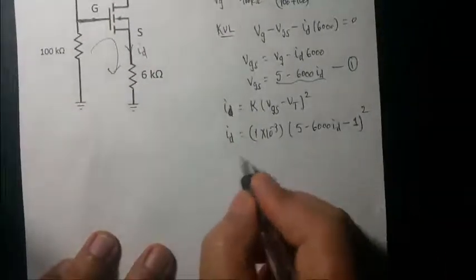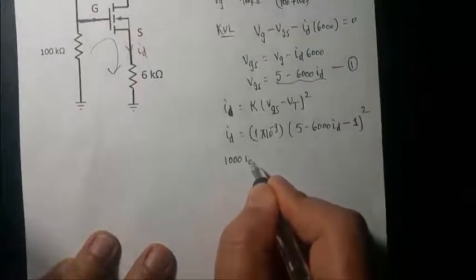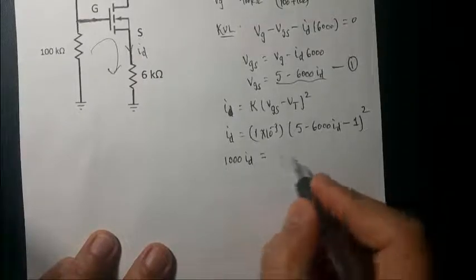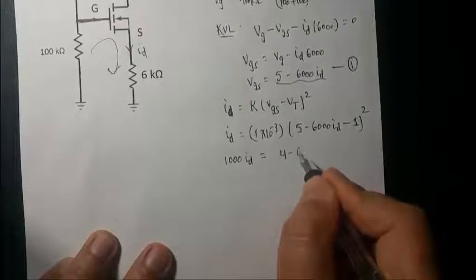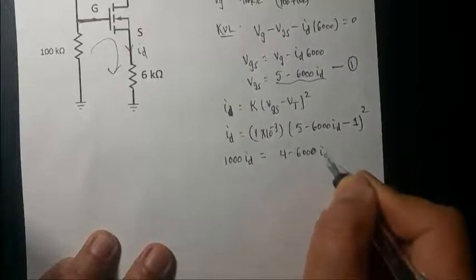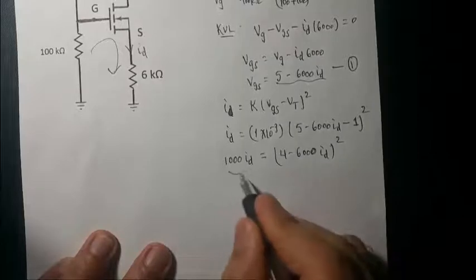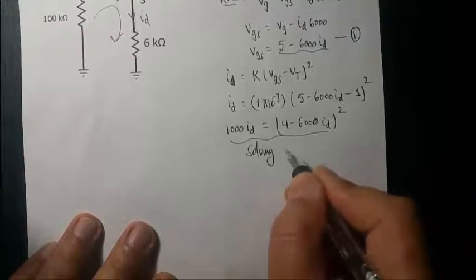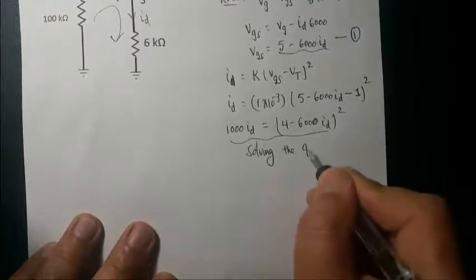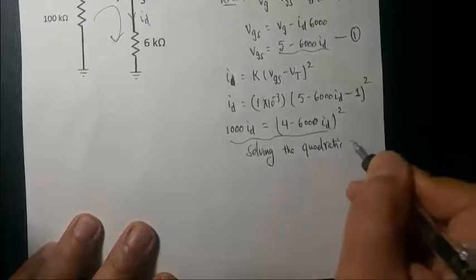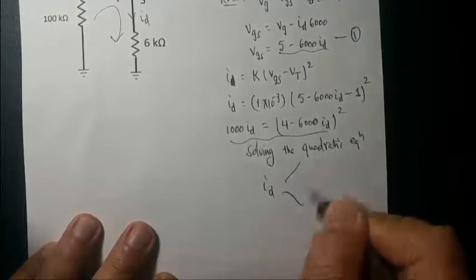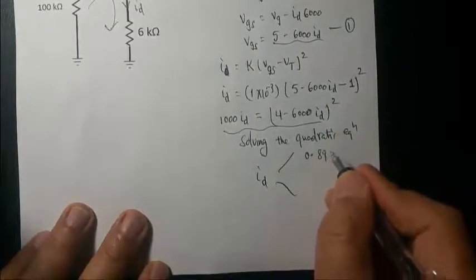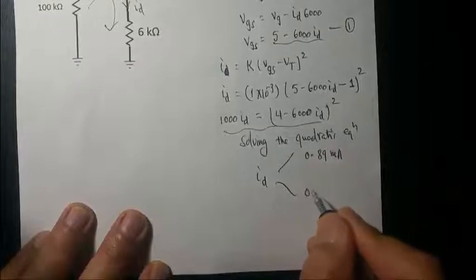So now if you simplify, it's 1000 ID, because if you divide by this 1 milliamp, 1 milli, so 1000 ID is 5 minus 1 minus 6000 ID, squared. Solving this, you'll get a quadratic equation. Solving this quadratic equation will give you two values of ID, the drain current. I have already solved it: one is 0.89 milliamp, and the second value is 0.5 milliamp.